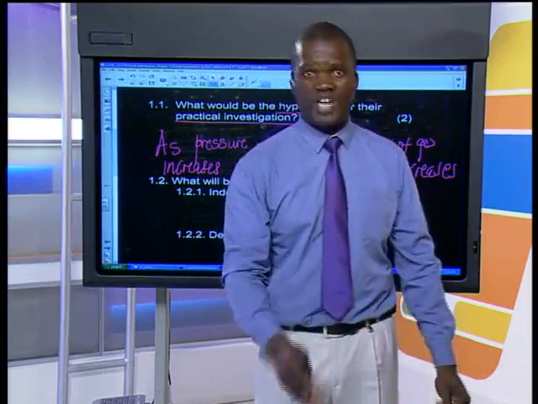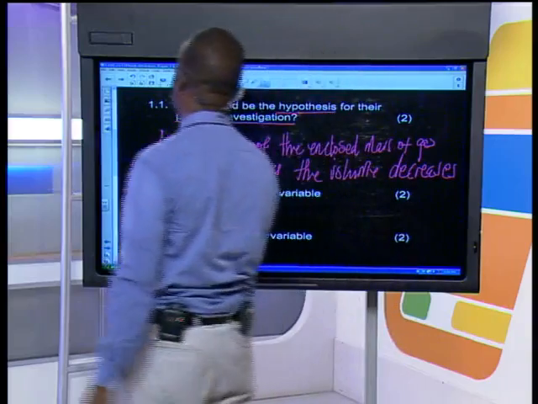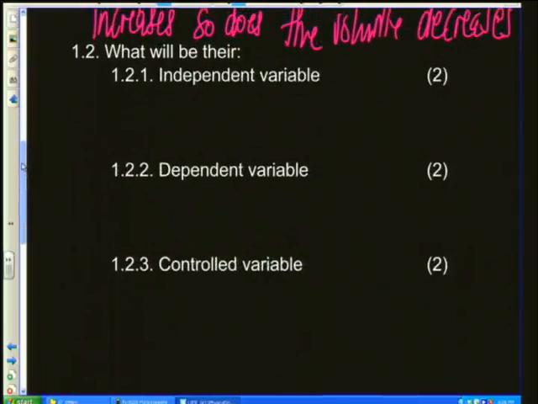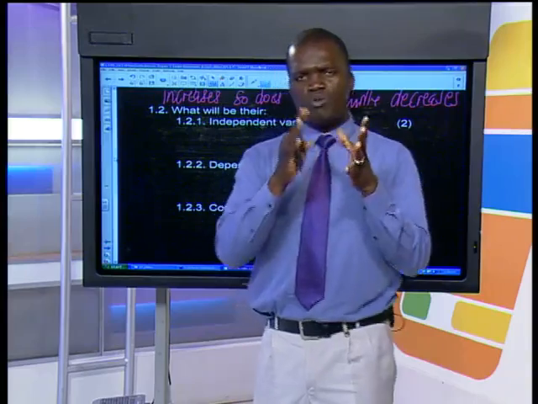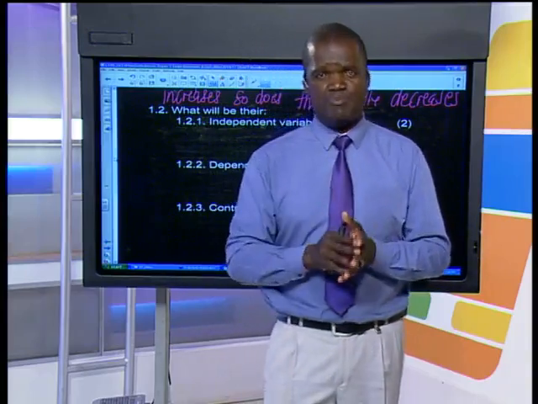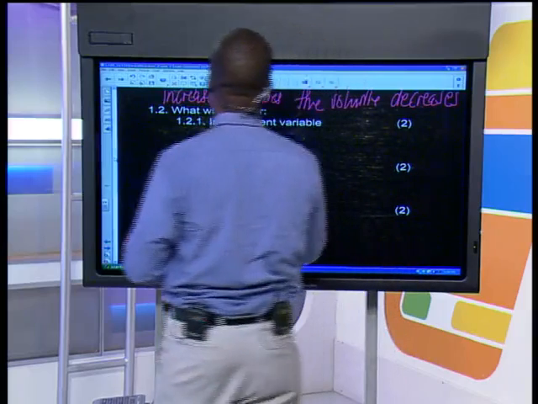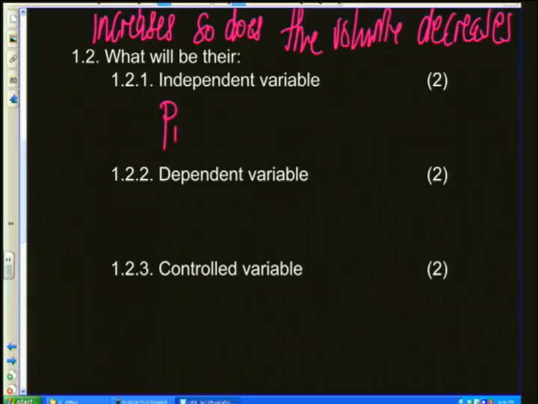Now let's just go and look at the next question. And the next question reads as follows. They say, what will be their independent variable? In this practical investigation, the independent variable is actually our pressure. Now we'll say pressure is our independent variable.